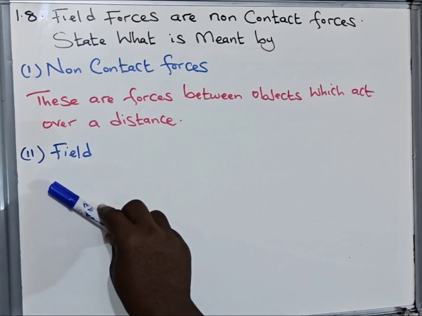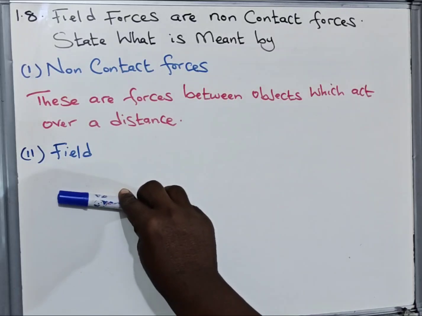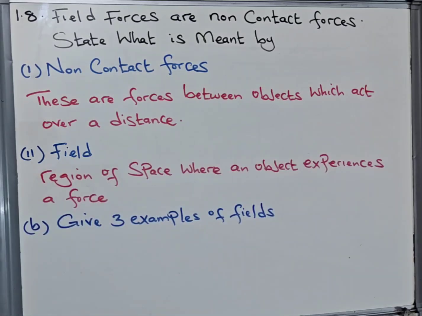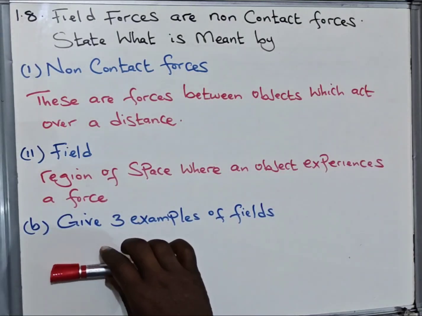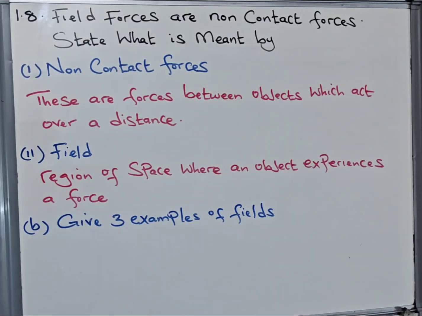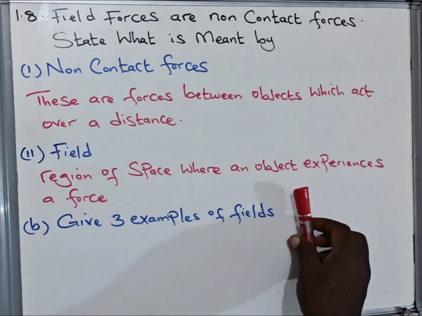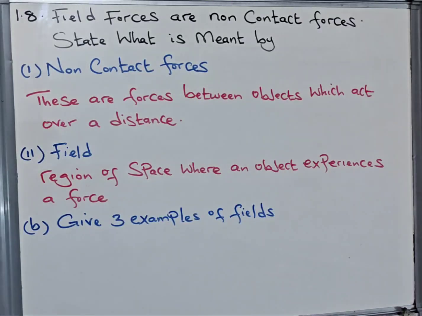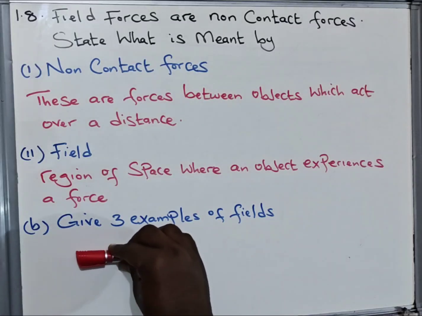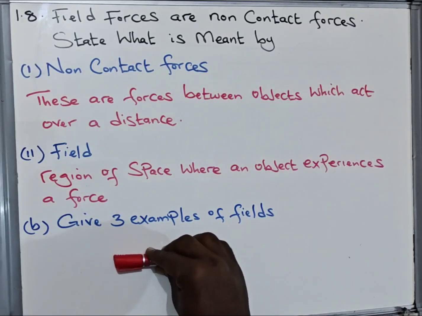Then we come to this one, field. What is meant by field? Field is a region of space where an object experiences a force. Then comes this question. It says, give 3 examples of fields. The term field in terms of force, we say it's a region of space where an object experiences a force. And typically there are 3 fields.